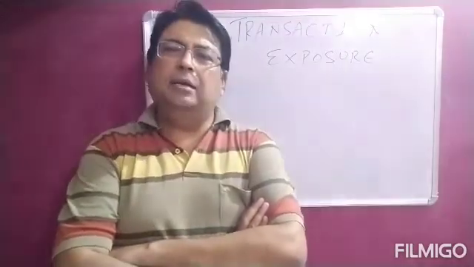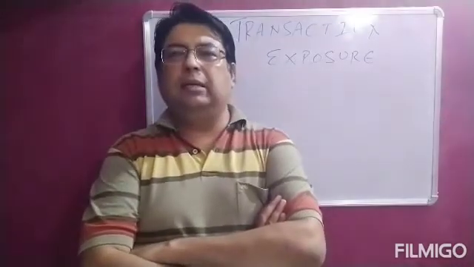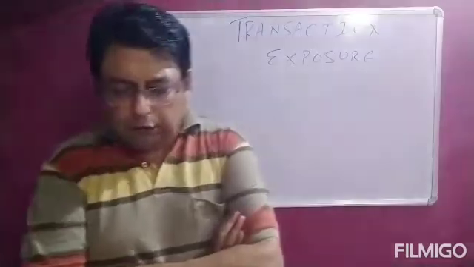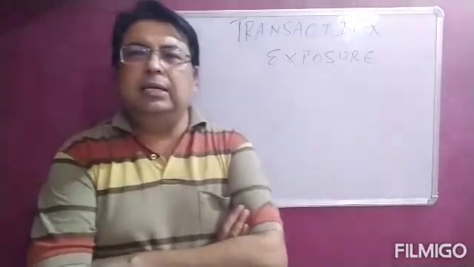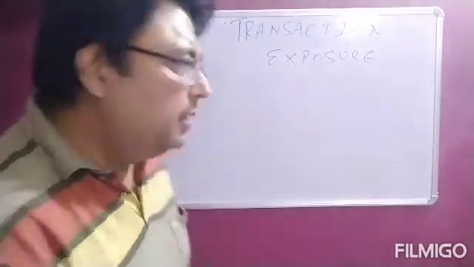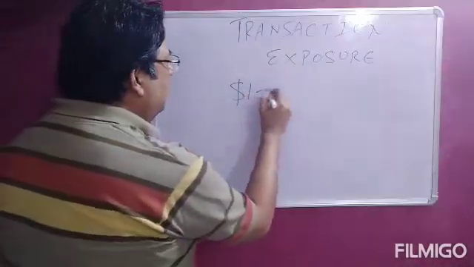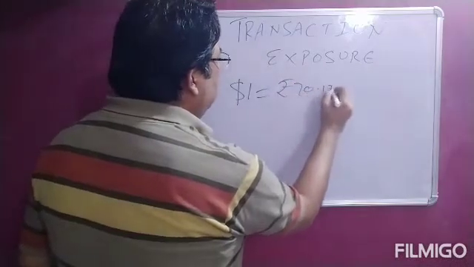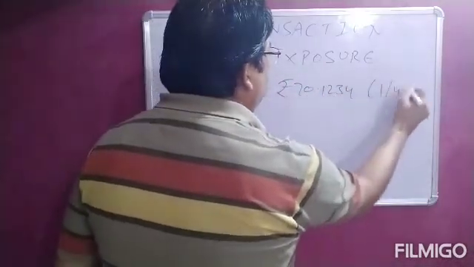Both have signed a contract on, let's say, the 1st of April for supply of a certain commodity. On the 1st of April, the prevailing spot rate is used for signing the deal. Let's suppose the size of the deal is $1 million, and on the day of signing the deal, the exchange rate between the Indian currency and the US dollar was $1 equal to 70.1234 on the 1st of April this year.